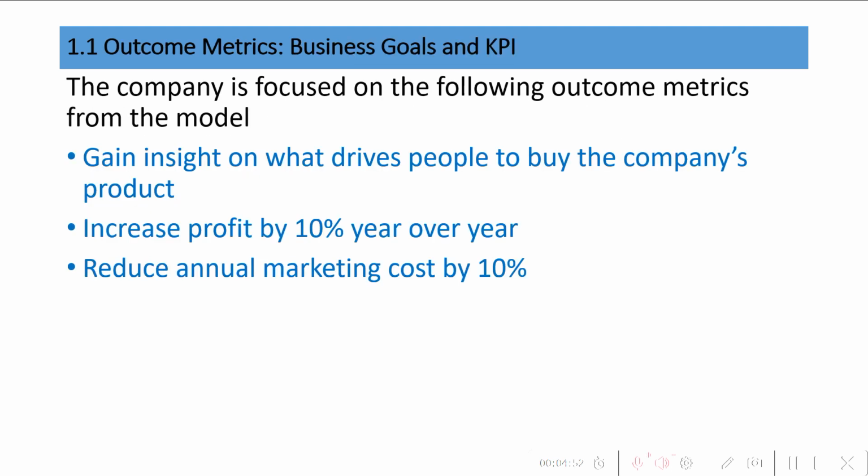Now, what are the outcome metrics? The business goals and KPIs. The company is focused on the following outcome metrics from the model. Gain insight on what drives people to buy the company's product. Increase the profit by 10% year over year.